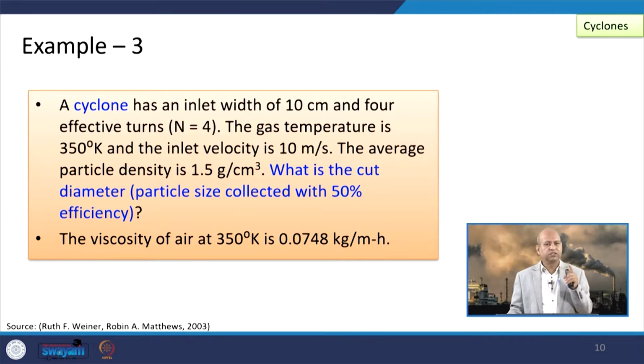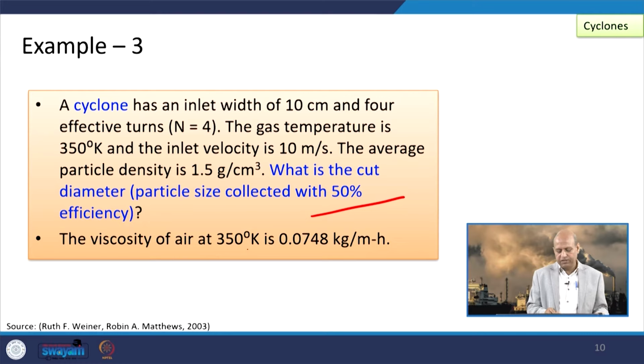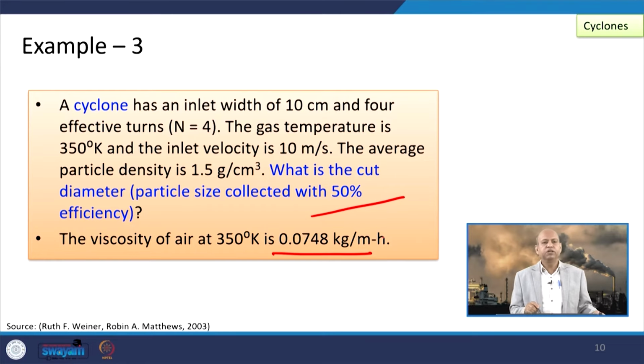So, you have to remember this particular, this is not the minimum size which we have just seen, this is cut diameter which has the efficiency of 50% removal, and the viscosity of the air at 350 degree Kelvin is 0.0748 kilogram per meter per hour. So, this is also given.